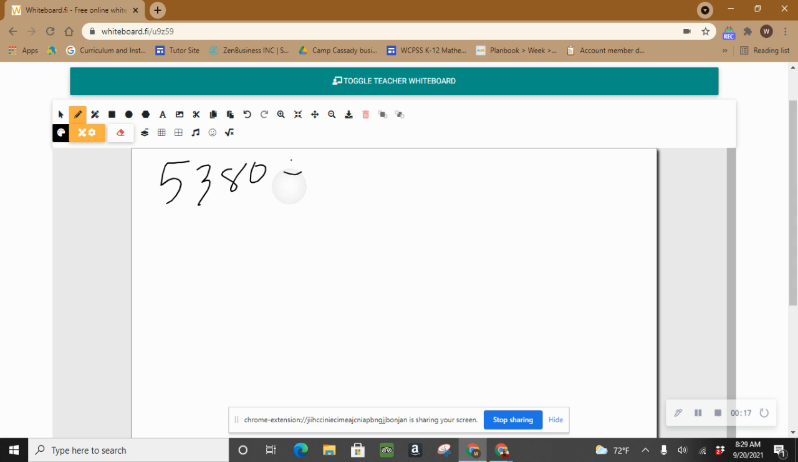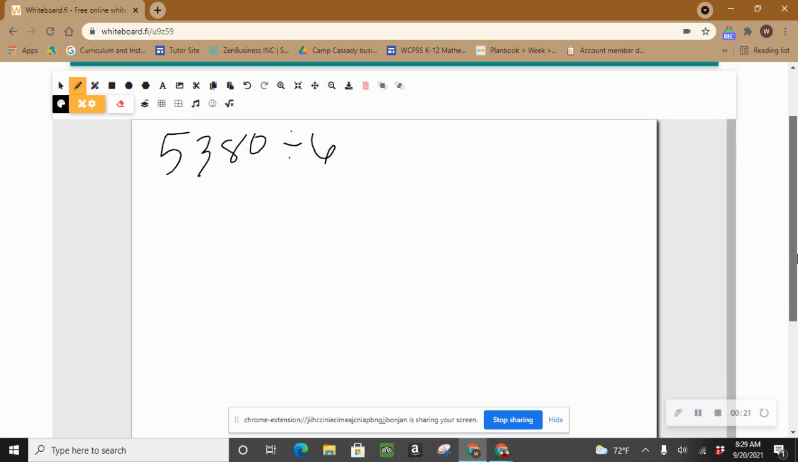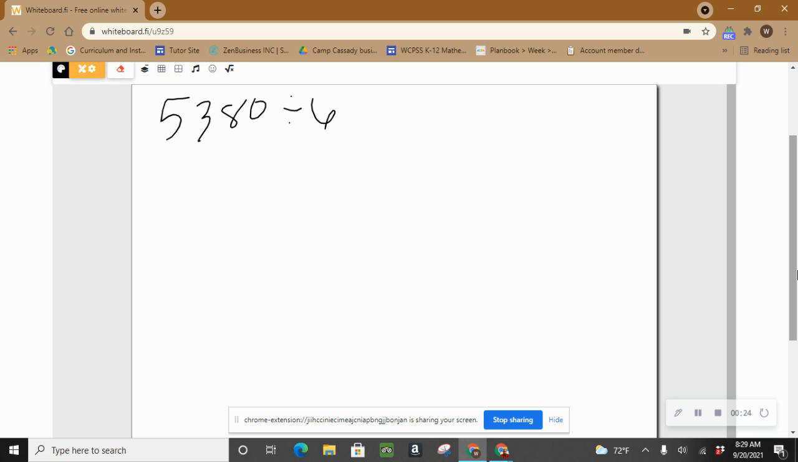5,380 divided by 6. All right, so there's four place values. You've got thousands, hundreds, tens, ones. I want you to draw three lines to separate those. So you've got thousands place, hundreds place, tens place, ones place. All right, so you're going to put that place value drawing.